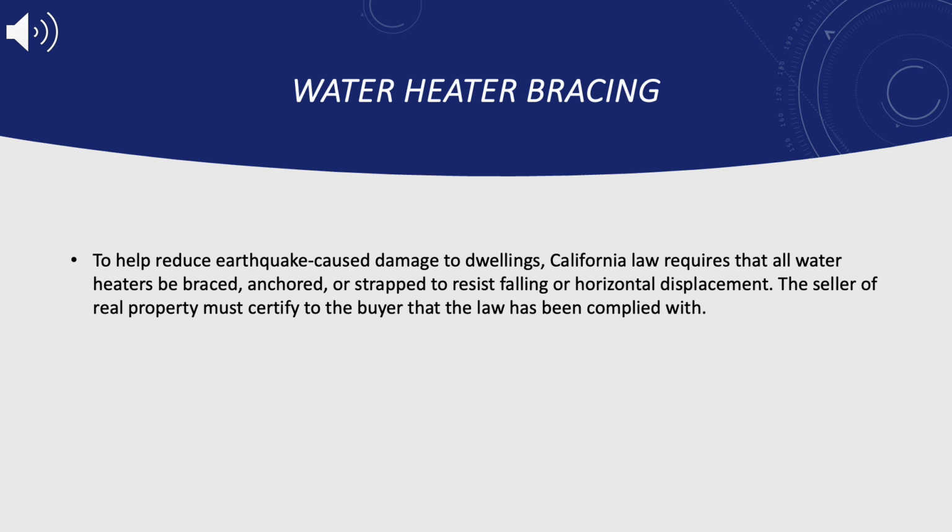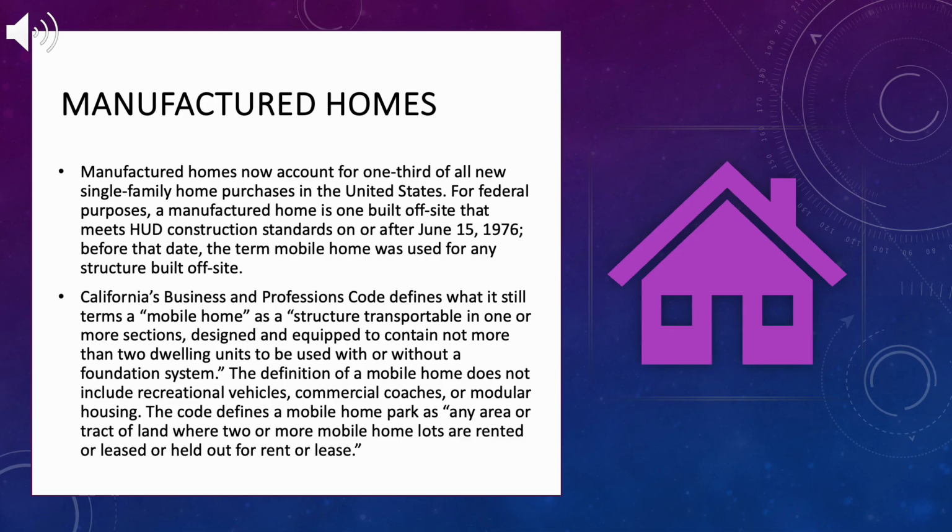The seller of real property must certify to the buyer that the law has been complied with. Manufactured homes. Manufactured homes now account for 1/3 of all new single-family home purchases in the United States. For federal purposes, a manufactured home is one built off site that meets HUD construction standards on or after June 15, 1976. Before that date, the term mobile home was used for any structure built off site.